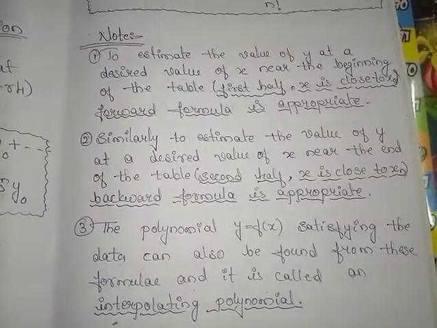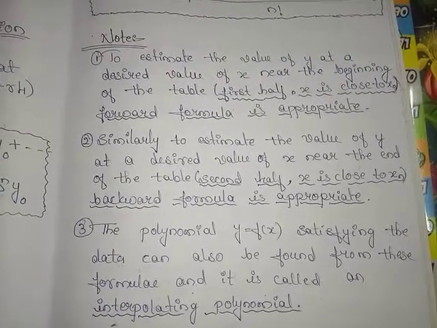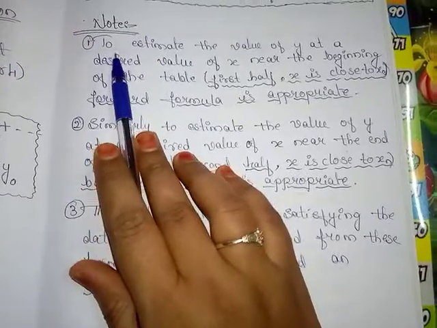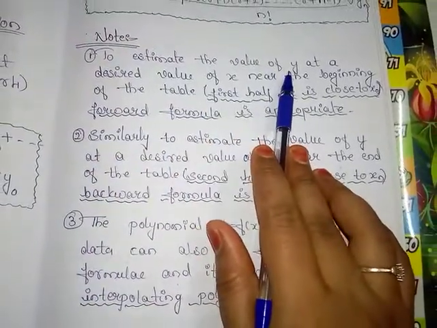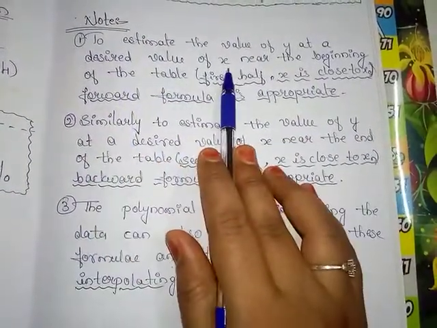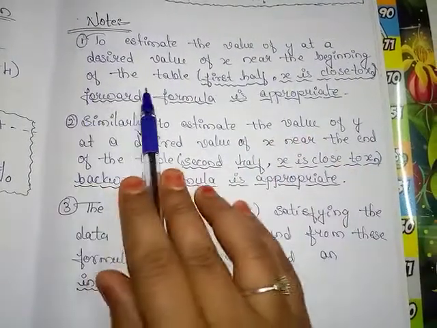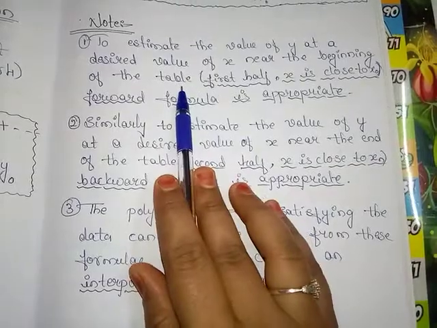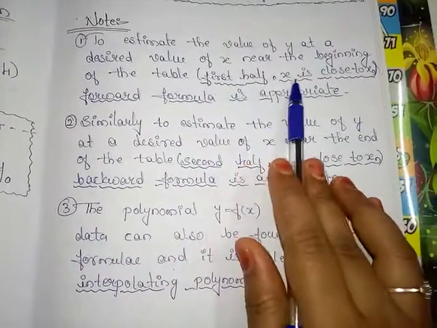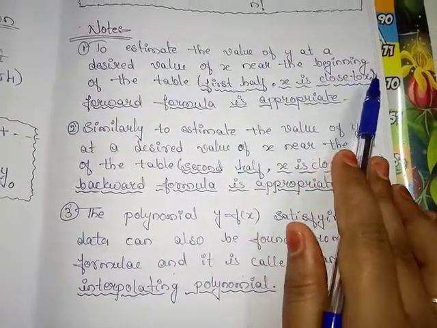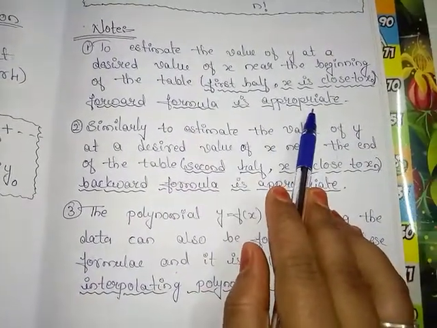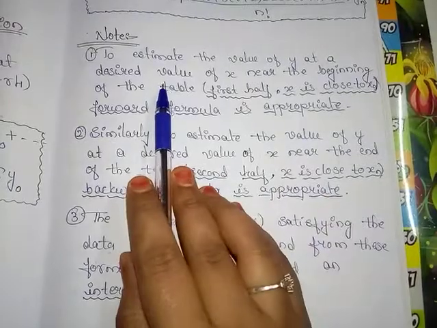Before going to the example, you must understand some points here. Note, first one: to estimate the value of y at a desired value of x near the beginning of the table, near the beginning of the table, first half, x is close to x naught, the forward formula is appropriate.